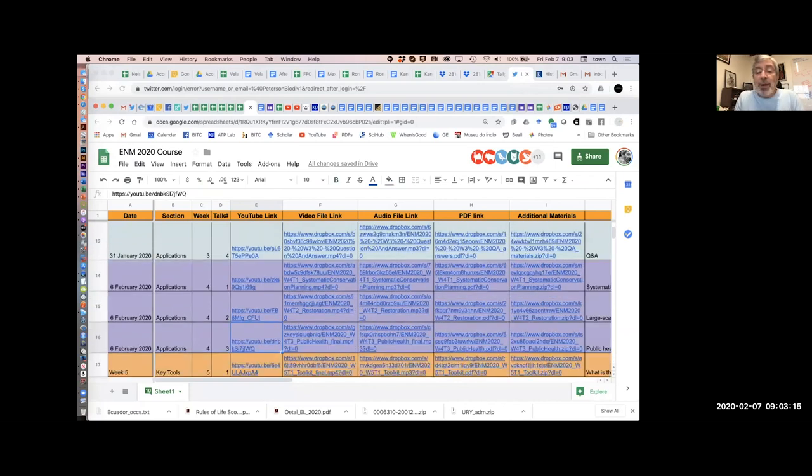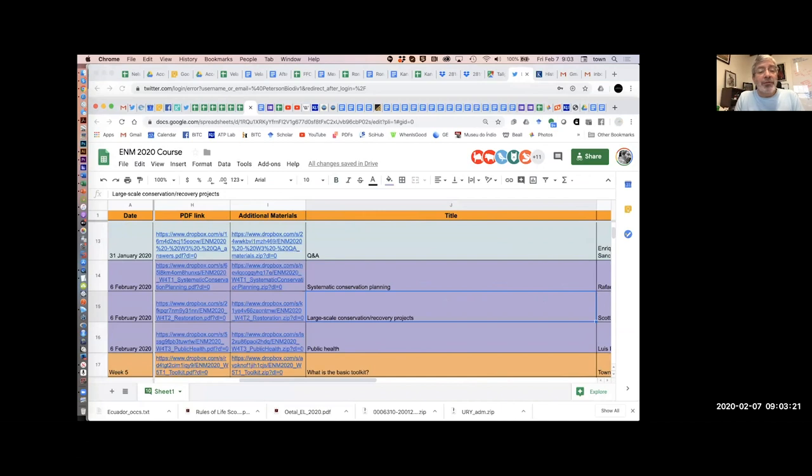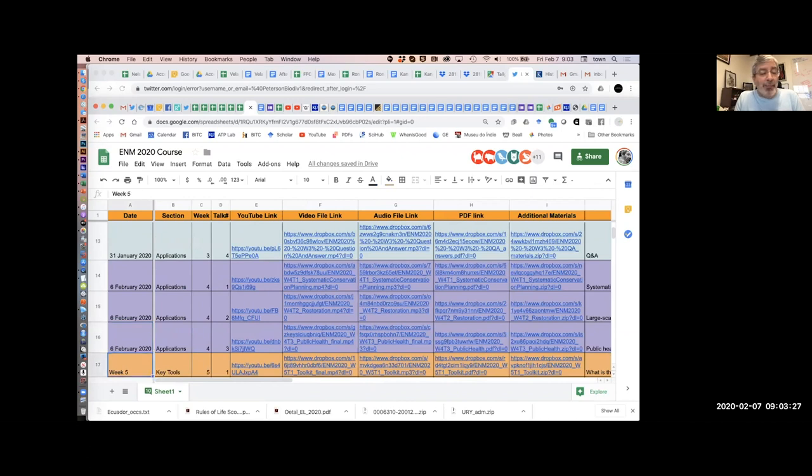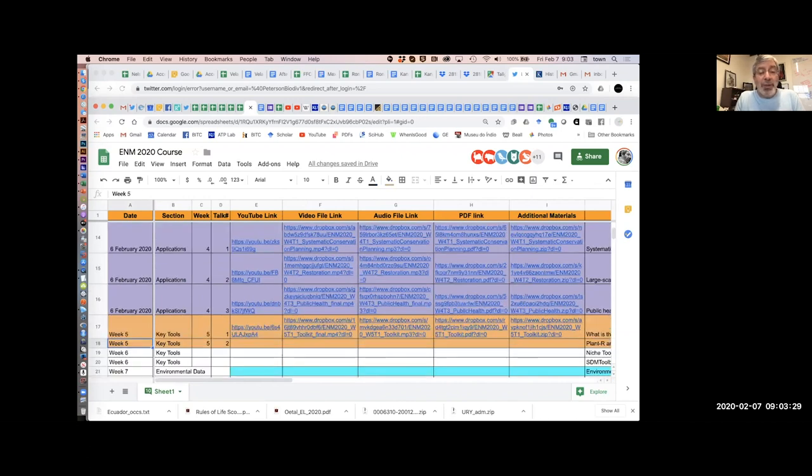And this basically rounds out the applications period. So we did systematic conservation planning, large-scale conservation and recovery projects, and public health applications. And starting next week, we go into the tools. So that's where we are.